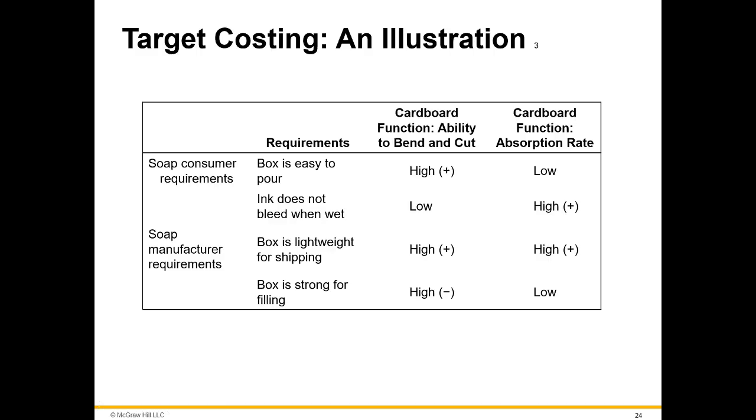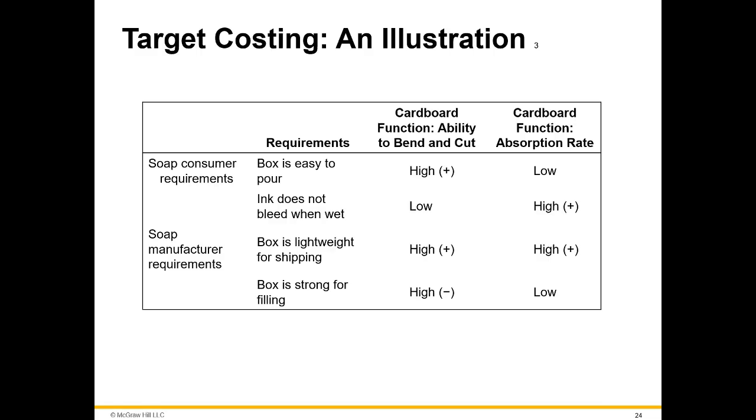So we note the ability to bend and cut the cardboard is very important for how easy the box is to pour, its weight, and its strength. Unfortunately, although the lightweight material is easier to bend and cut, and it's easier for the consumer to pour, it often is not strong enough to meet the soap manufacturer's requirements, as noted here.